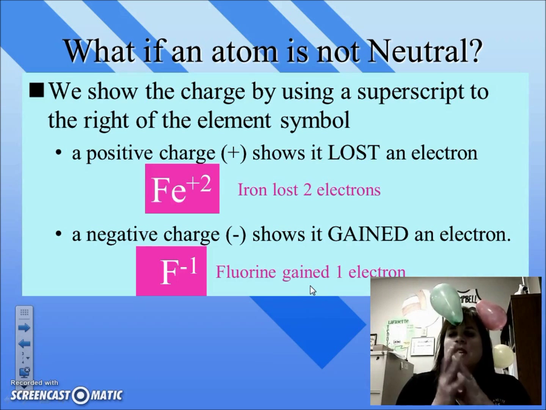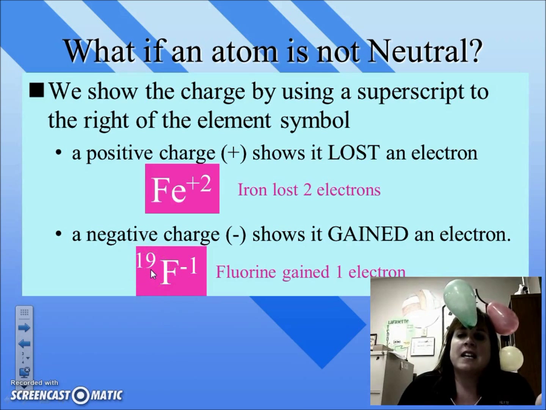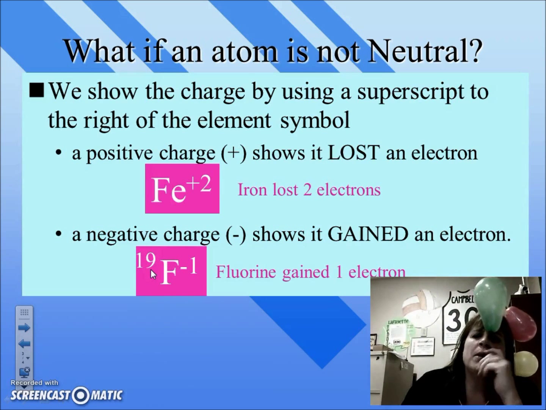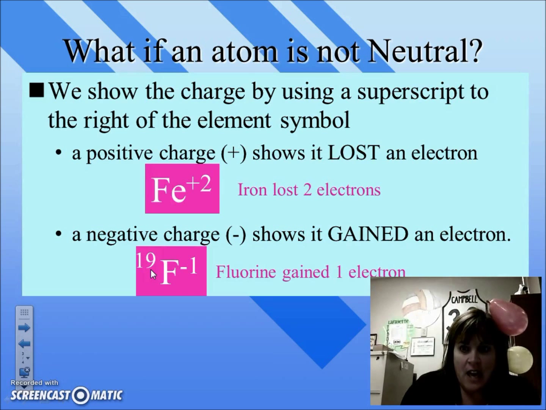Hey, remember this notation we used in the last video? Remember the thing up at the top right called the mass number? This fluorine element, let's say it has a mass number of 19. So tell me how many protons, neutrons, and electrons a fluorine atom has when it's neutral, and then how many does it have when it's charged?